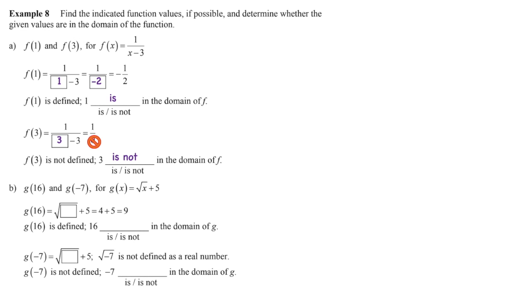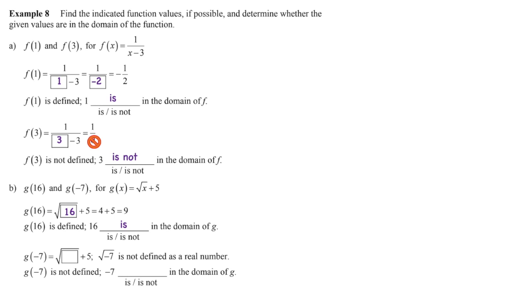Let's do the same for g of 16 and g of negative 7 for our function square root of x plus 5. Let's start with 16. I know that the square root of 16 is 4 and 4 plus 5 is 9, a nice number. So g of 16 is certainly defined and it is in the domain because we're able to find it.